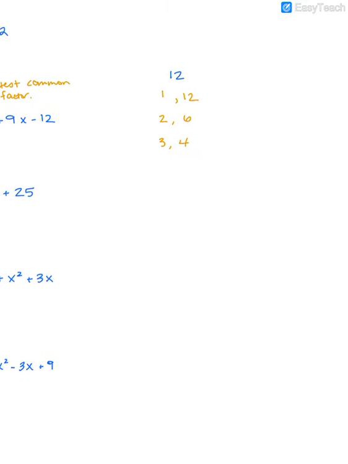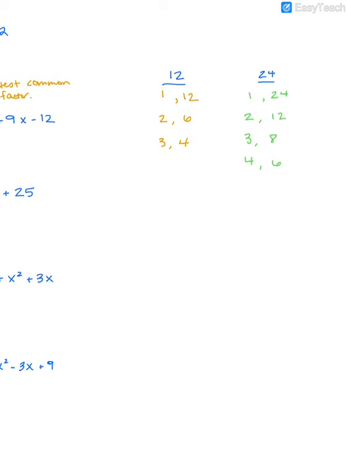So if I was looking at 12, and let's say I was looking at the number 24, and I went through and said, okay, so what are the factors of 24? I have 1 and 24, 2 and 12, 3 and 8, 4 and 6. So my factors of 24 are 1, 2, 3, 4, 6, 8, 12, and 24.